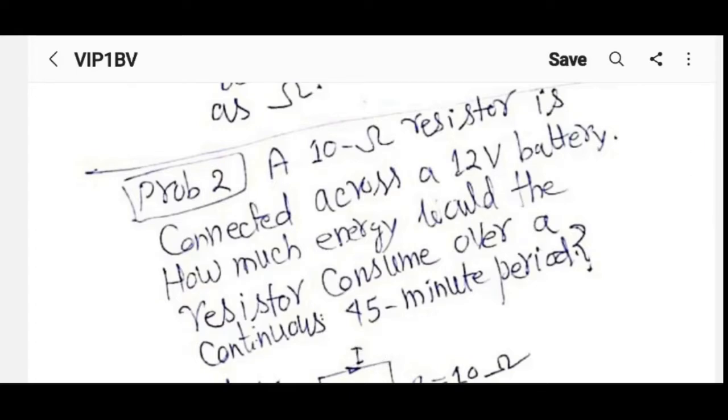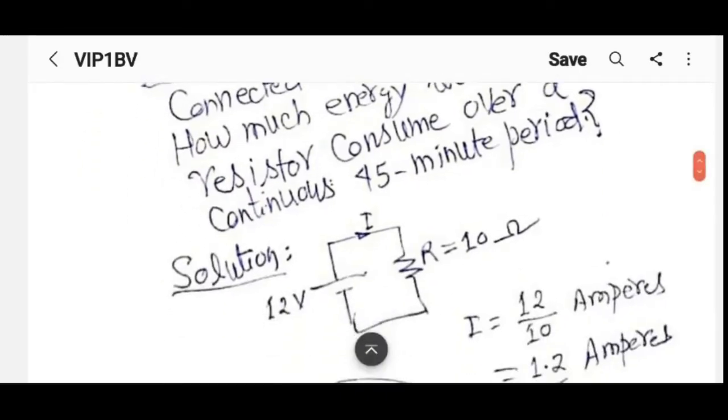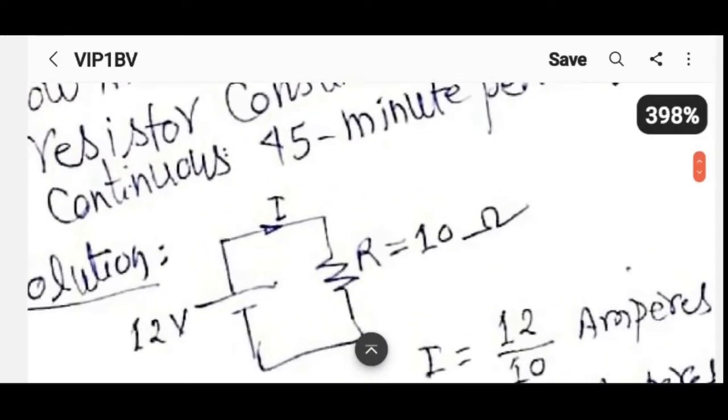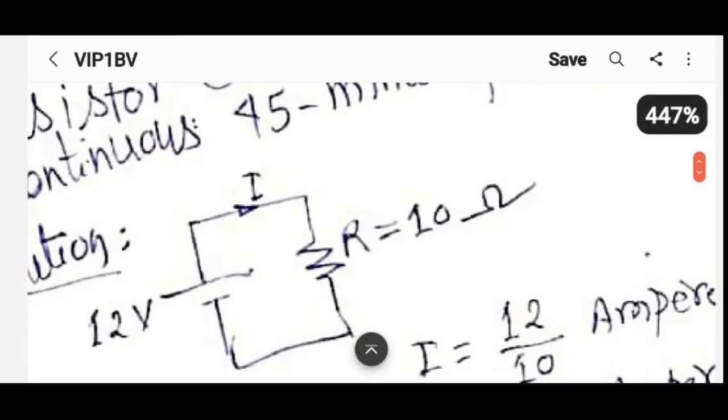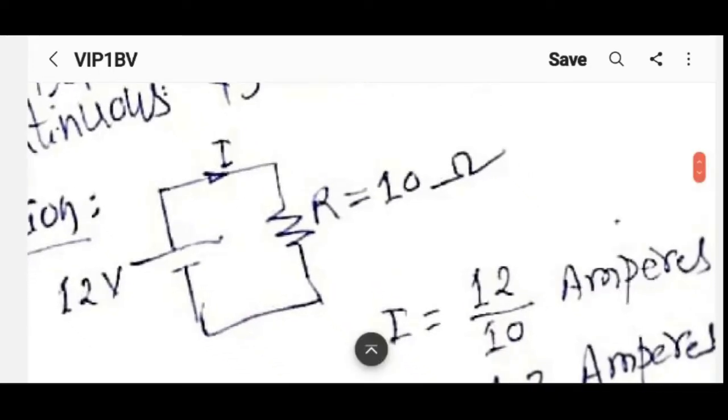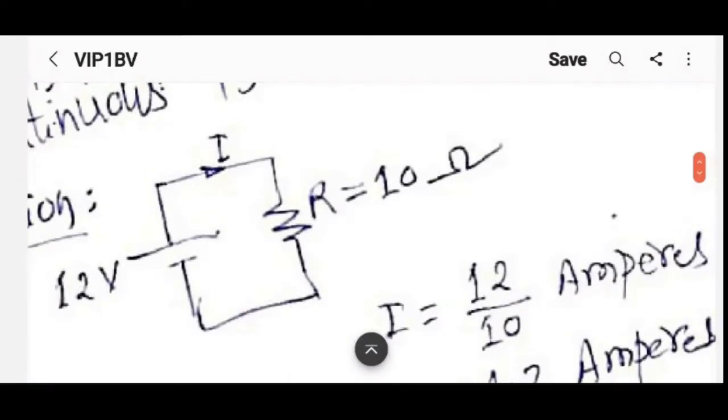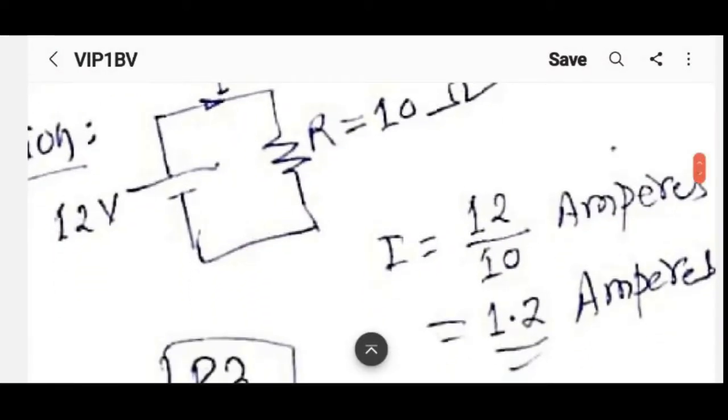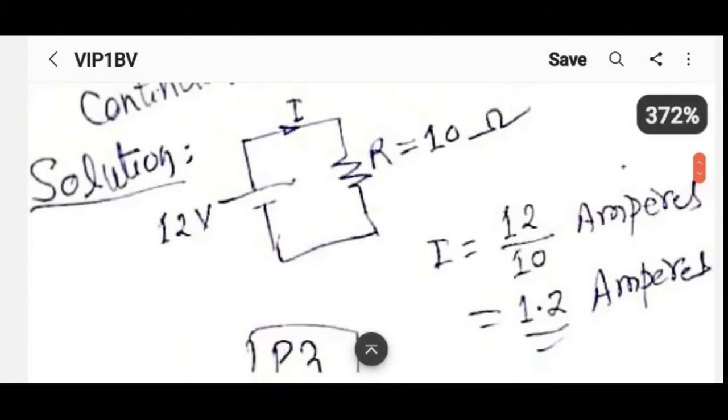They want the answer to be energy, not current or voltage. In fact, voltage is given anyway. So this is the schematic. 12 volt DC going into a 10 ohm resistor. So the current produced will obviously be 12 divided by 10 amperes, Ohm's law, which is 1.2 amperes. Not a big issue, right?